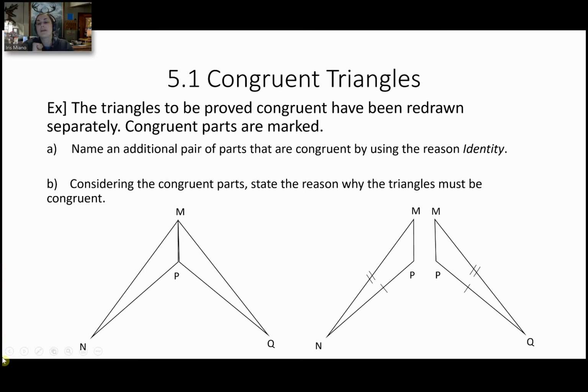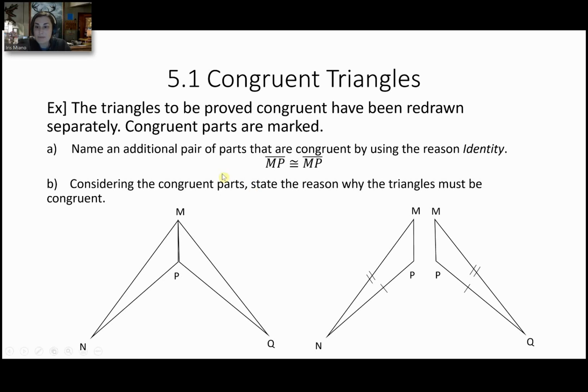Okay, so for part A, we want to name an additional pair of parts that are congruent by using identity. That would be MP. Line segment MP is congruent to line segment MP. You can make that claim in the process of trying to prove that these two triangles are congruent, and you would justify it by using identity, as that would be the reasoning associated with that particular statement line in a chart proof, okay? Table proof. I use chart and table kind of interchangeably.